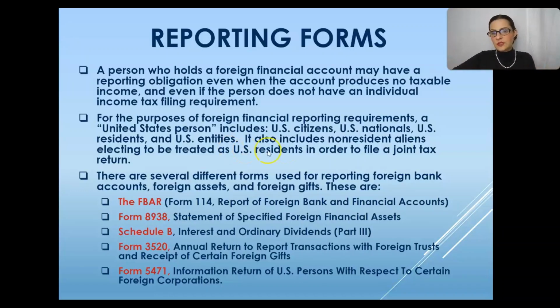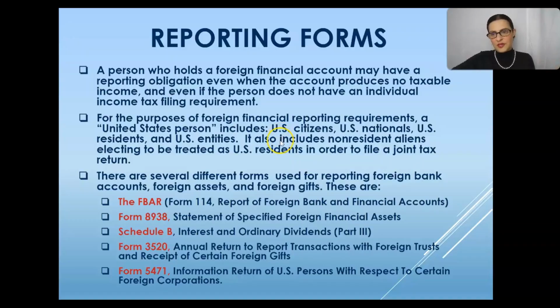It also includes non-resident aliens if they elect to be treated as U.S. residents in order to file a joint tax return, which is the big drawback for non-resident aliens or foreign persons that marry U.S. citizens or U.S. residents. If they elect to file a joint tax return with the U.S. person or the U.S. citizen, then they become subject to these foreign financial reporting obligations as well, which is honestly the biggest drawback. Regardless of any kind of tax savings, many times people who are non-residents, especially if they are wealthy themselves or if they are middle class and living and working overseas, they don't want to deal with this.